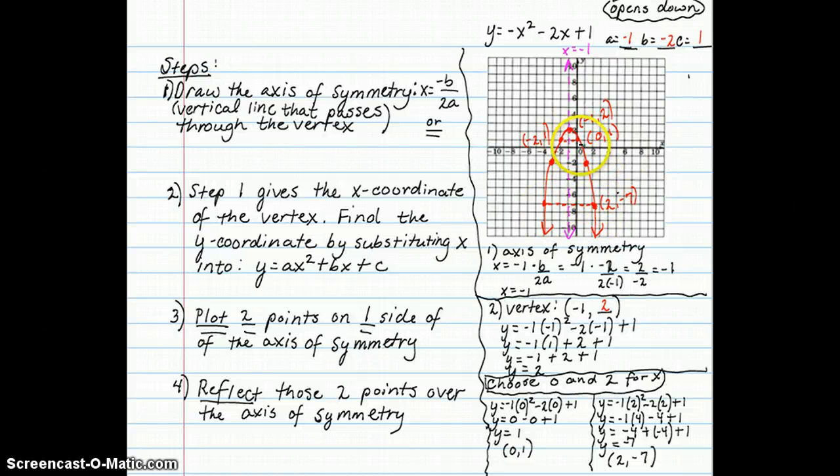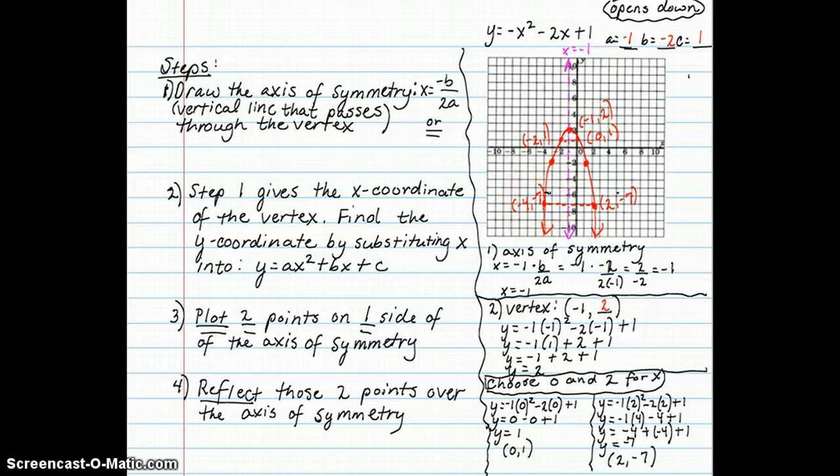So let's just talk about the reflection. So here's your axis of symmetry. You want 1 to the right of the axis, 1 to the left. Down here at (2, -7), it's 1, 2, 3 from the axis of symmetry. So you go 1, 2, 3, which gives you (-4, -7). So now you have your 5 ordered pairs.